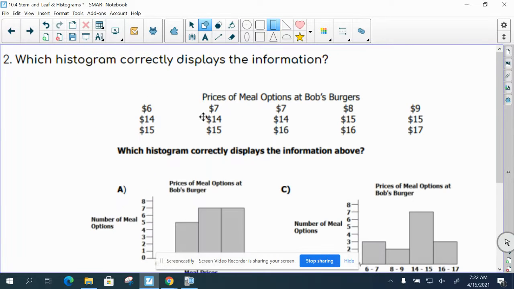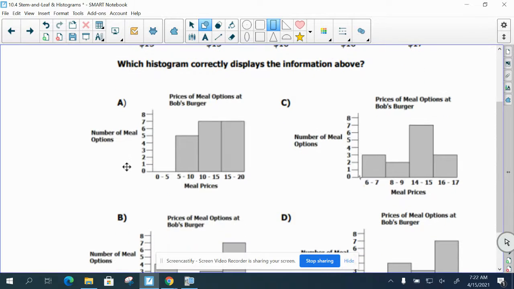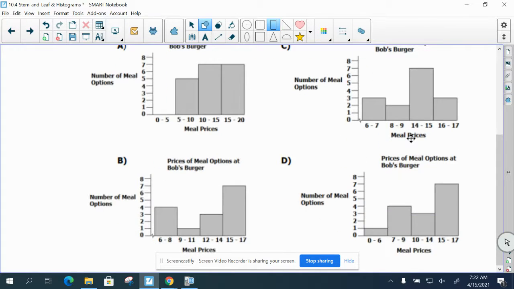All right, and then it says we've got prices of meal options at Bob's Burgers. Which histogram correctly displays the information above? One of the things you can do is first look through and rule out which one is not set up correctly. Your frequency should be on the y-axis, and the categories or intervals should be on the x-axis. Are there any that aren't like that? I don't think so. So let's look to see if any have unequal intervals.